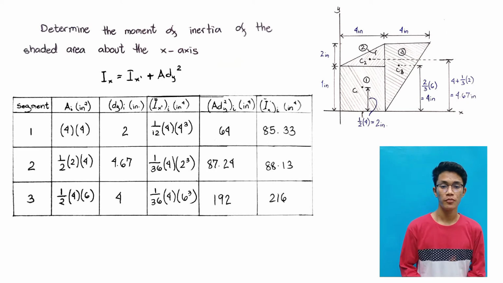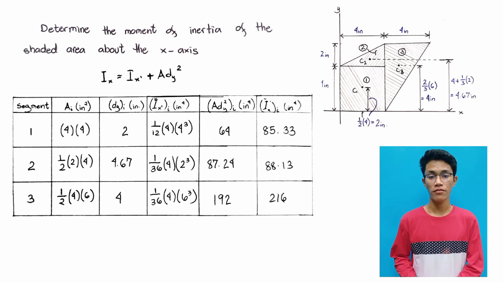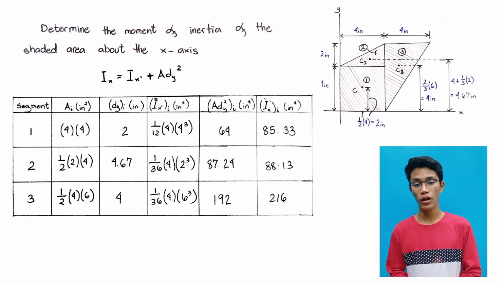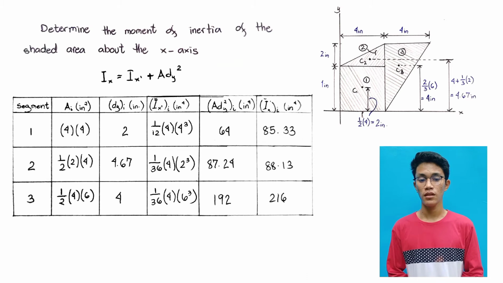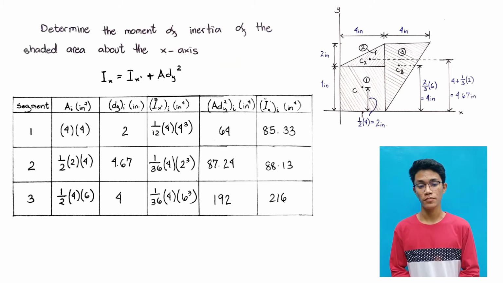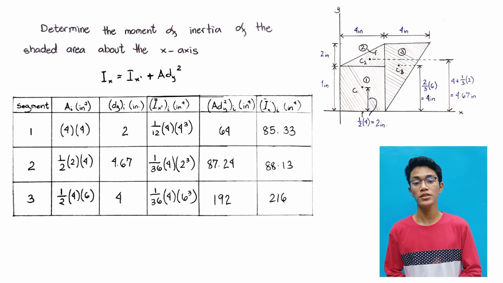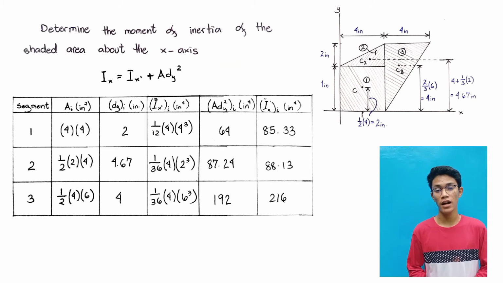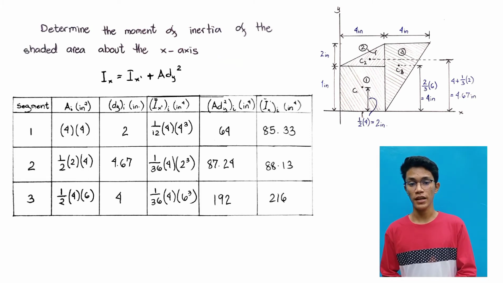For our fourth column, we are going to determine the moment of inertia of the centroid of each of the segments. For our square, we are going to use 1/12 base times height cubed, and for our triangle it is 1/36 base times height cubed. Let's move on to our fifth column, where we are going to determine the Ad squared with respect to y. We can get it by squaring our third column and adding it with our second column.